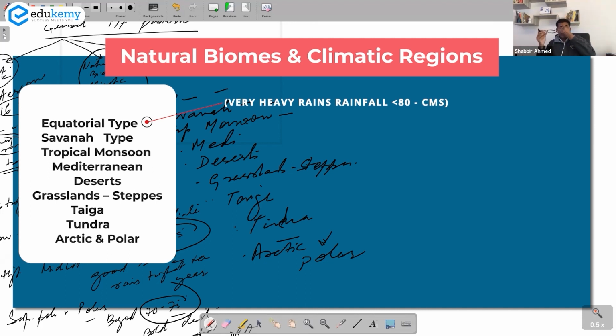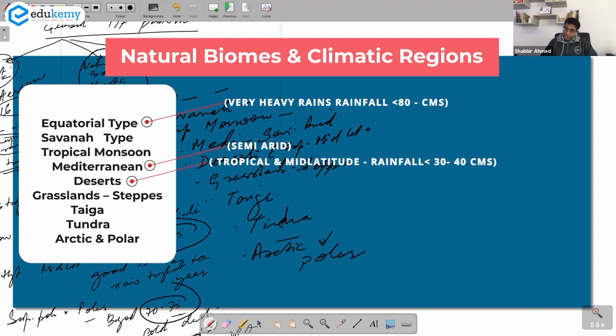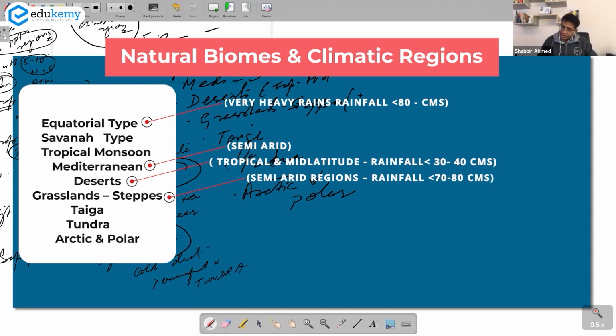Rainfall of more than 118 centimeters per year. Mediterranean comes under semi-arid. Deserts, both tropical deserts and mid-latitude deserts, and grassland steppes are again semi-arid. In semi-arid regions rainfall is generally less than 70-80 centimeters. In deserts the rainfall is less than 30-40 centimeters. In tropical monsoon, in the case of India, it is on average around 115-118 centimeters. So the Indian type of monsoon is relatively the wetter type.